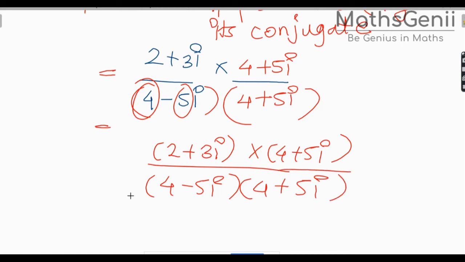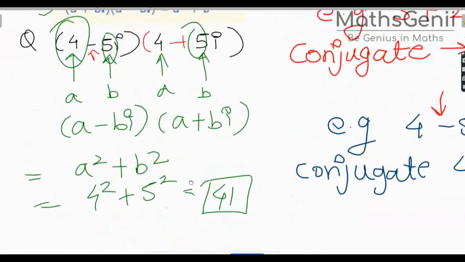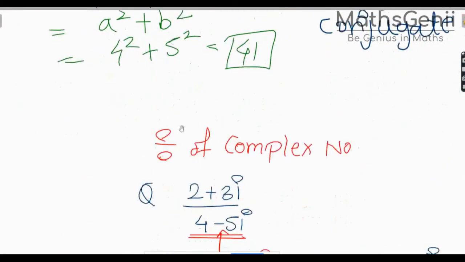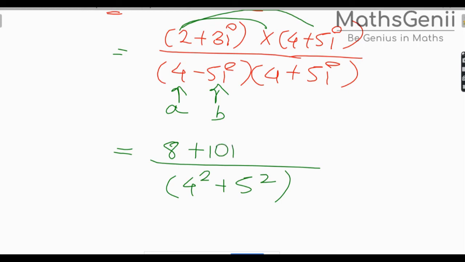Now what will we do, students? Now we will find out what is A, what is B. So can I write the denominator as A square plus B square according to the formula? Remember, A square plus B square is the formula. Now let's multiply this. This multiplied with both of this. 2 4s are 8 plus 2 5s are 10i.